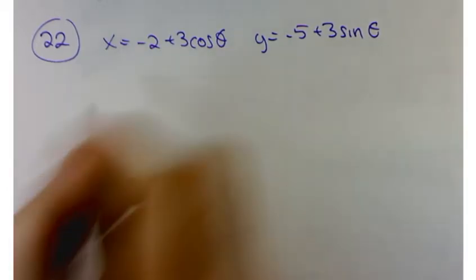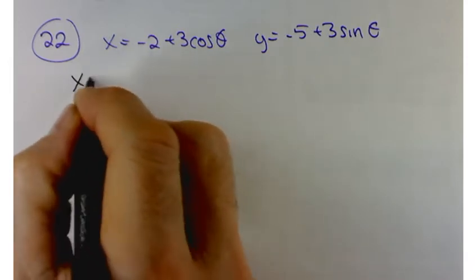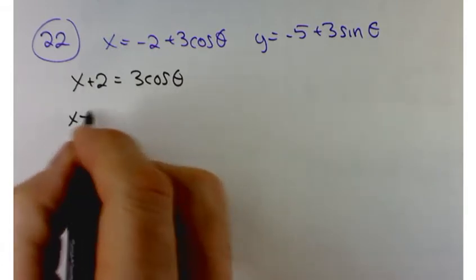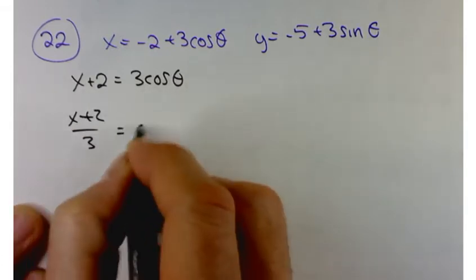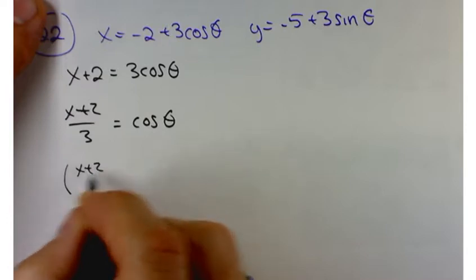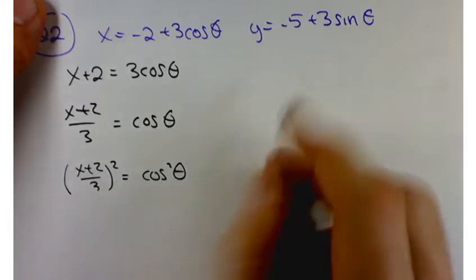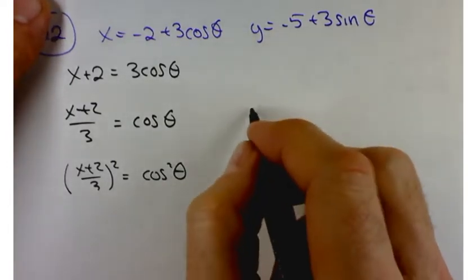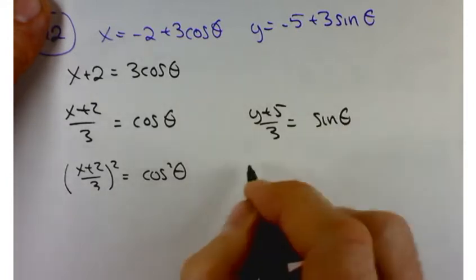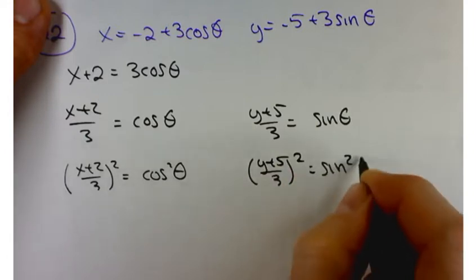All right, looking pretty good. Let's start by trying to solve for the cosines and the sines. I'll move the 2 to the other side, so I get x plus 2 equals 3 cosine of theta. And then getting the cosine by itself, x plus 2 divided by 3 equals cosine of theta. And finally, we'll square that. X plus 2 over 3 squared equals cosine squared of theta. In the same way, we'll get y plus 5 divided by 3 equals sine of theta. So y plus 5 over 3 squared equals sine squared of theta.